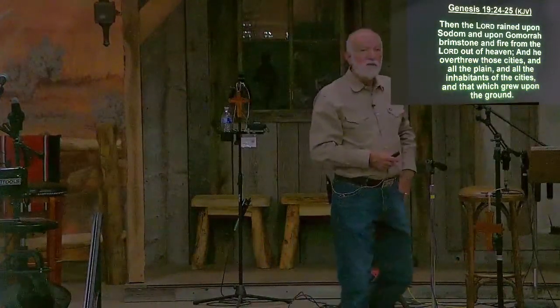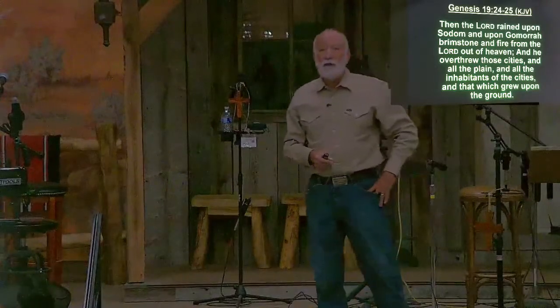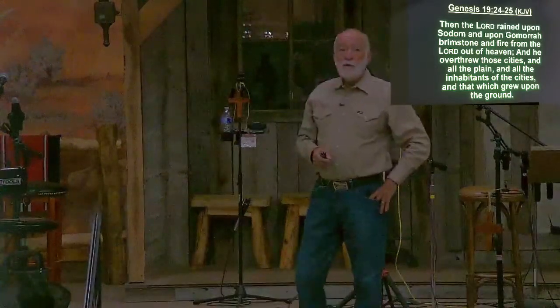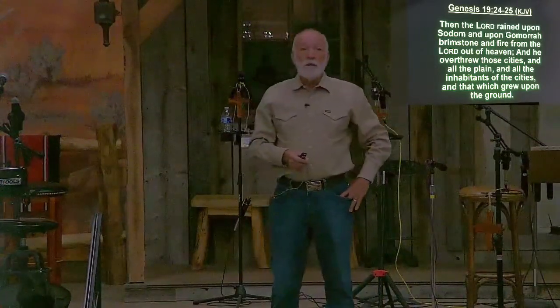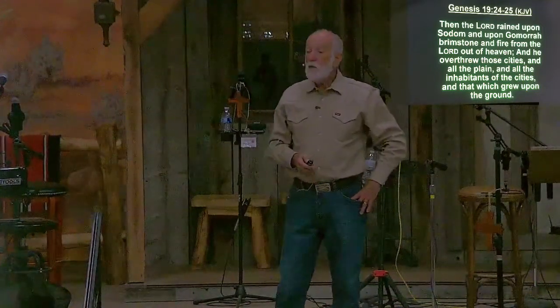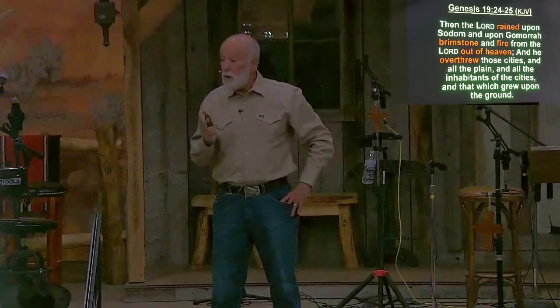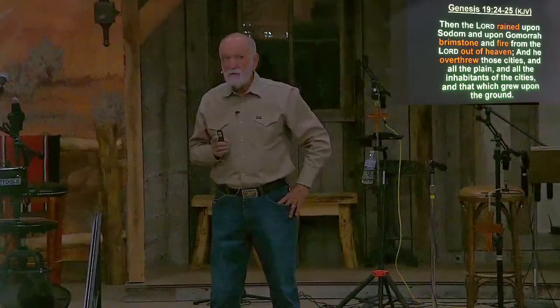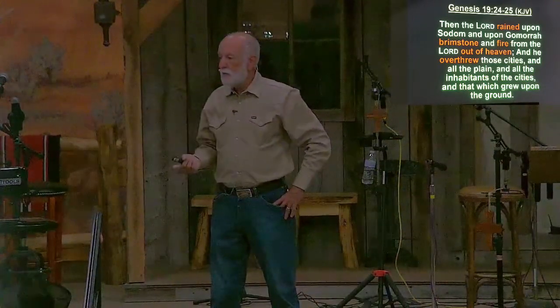Then the Lord rained upon Sodom and upon Gomorrah brimstone and fire from the Lord out of heaven, and he overthrew those cities and all the plain and all the inhabitants of the cities and that which grew on the ground. So, what happened? That's what happened. Out of the heavens rained upon Sodom and Gomorrah brimstone and fire from the Lord out of the heavens, and he overthrew. So that's what happened.